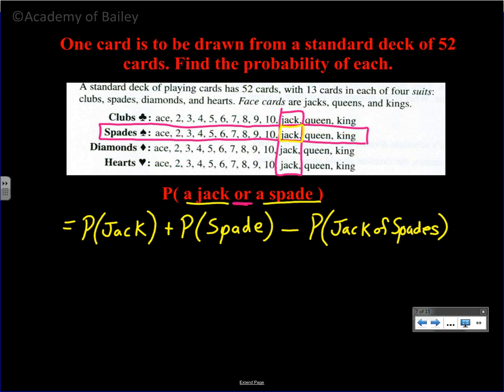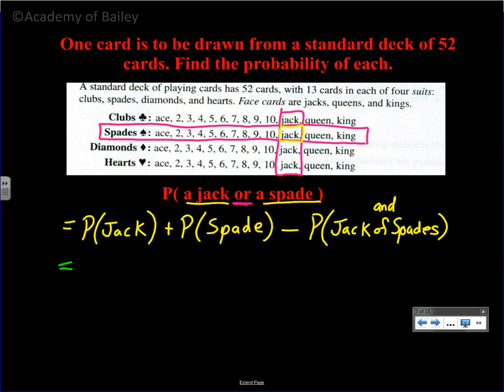Probability of the jack of spades being chosen. And I know in your formula the word and was right here. But we never say it's the jack and a spade. We say the jack of spades when you are working with cards. So let's go ahead and figure out those probabilities.